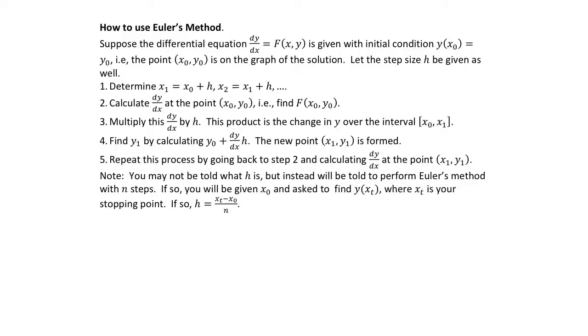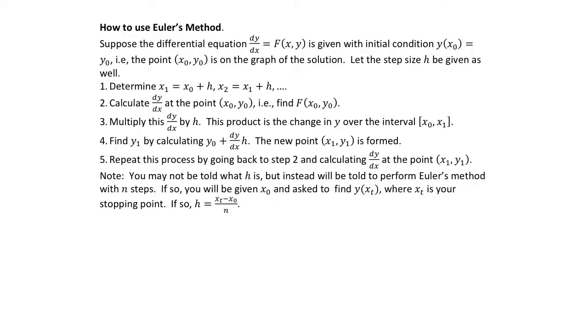We've demonstrated how to use it, and this is a more formal step-by-step process of how to use Euler's method. So suppose we're given a differential equation, dy/dx is some function of x and y, and we're given some sort of initial condition. When x is x0, y is y0. So the point (x0, y0) is on the graph. Somehow the step size will be given to us. Either they tell you, hey, let's let h be 0.25, or they'll say use a certain number of steps. From that, you can determine what the step size is going to be.